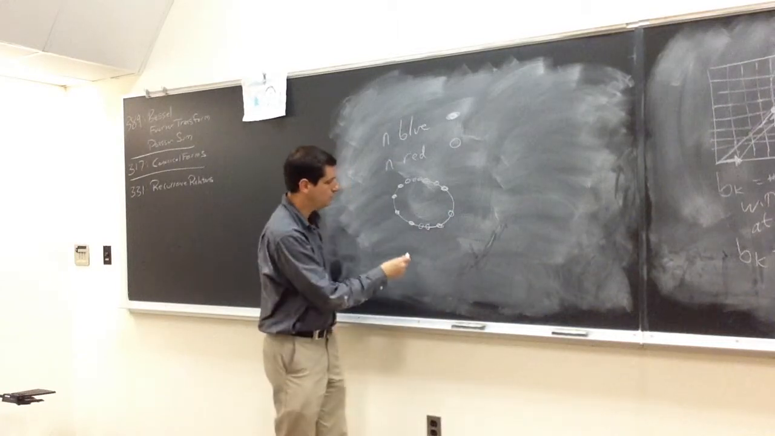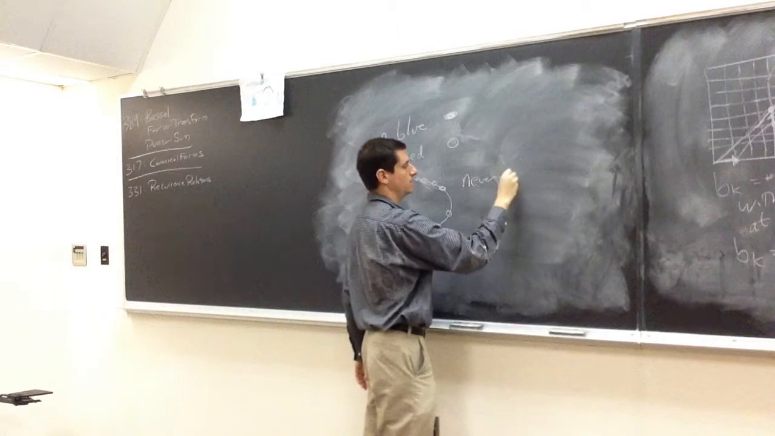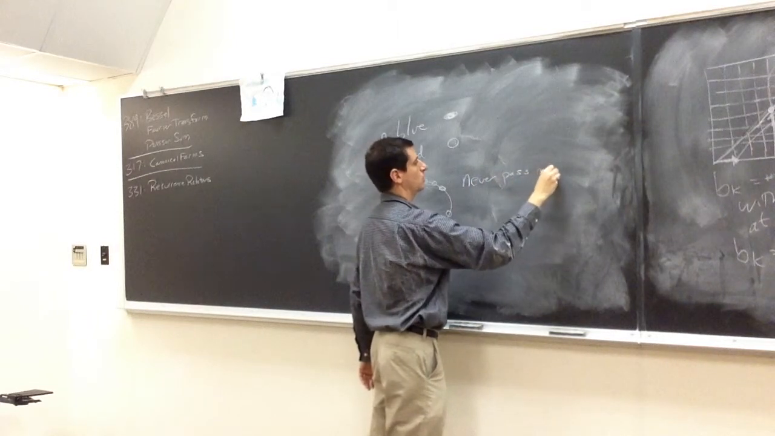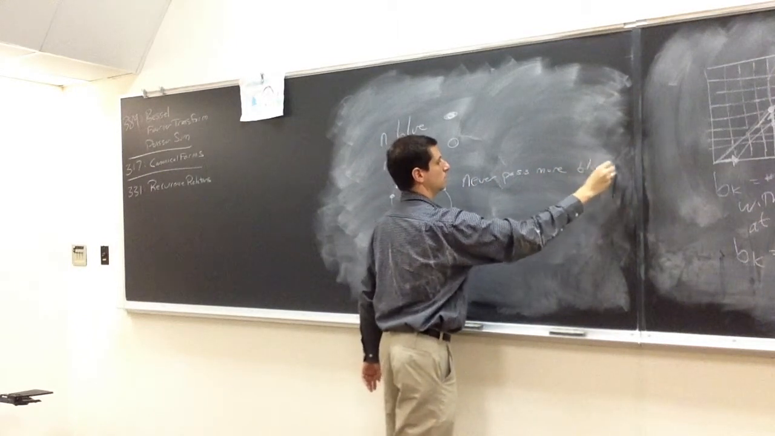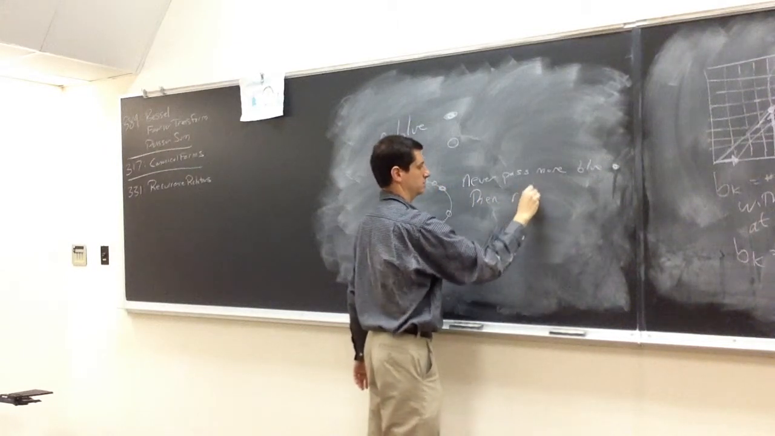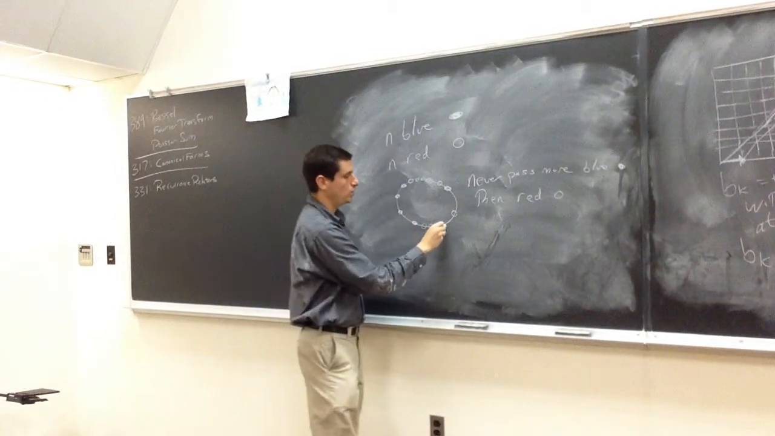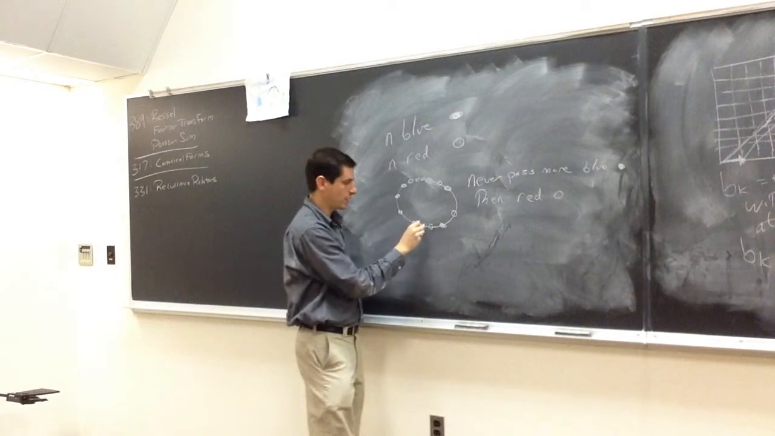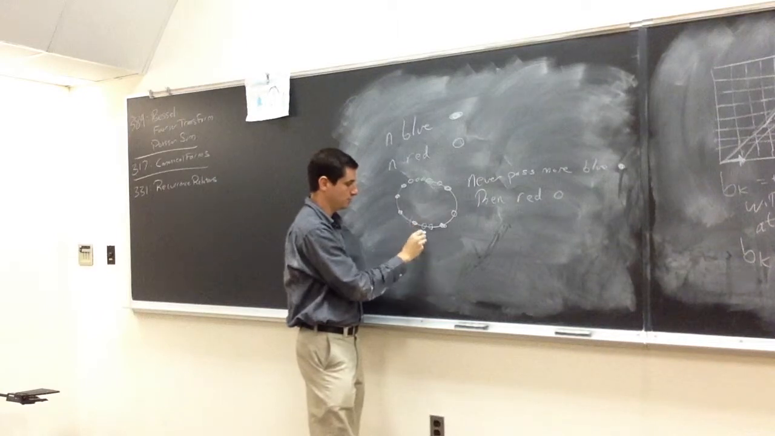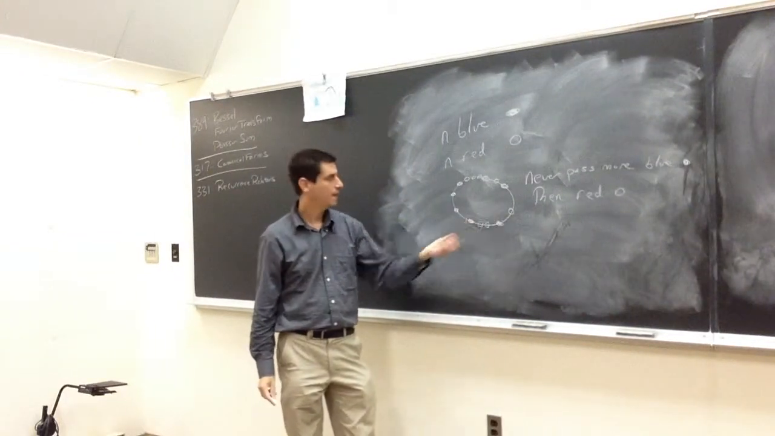You could look for, never pass more blue than red. And so what we said is, well, we know there's always got to be a situation where we have a red dot followed by a blue dot. And then by induction, we know how to do it at a smaller one. And you can keep playing.